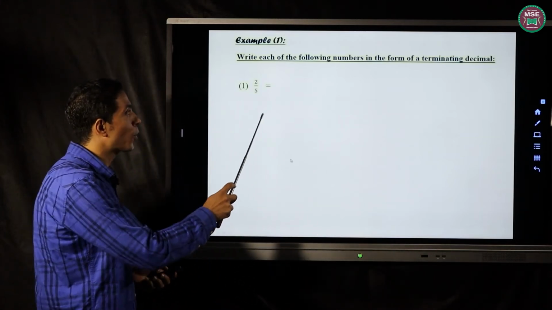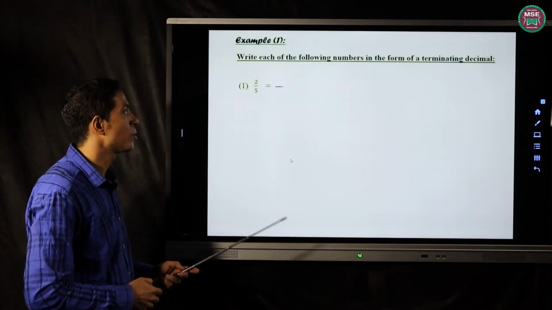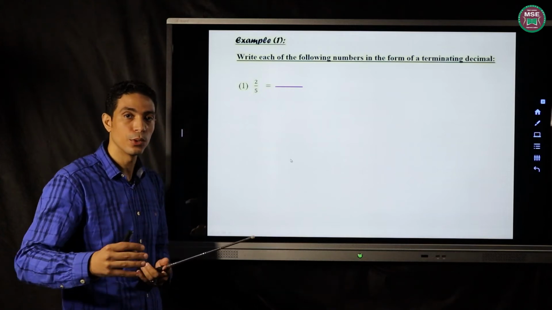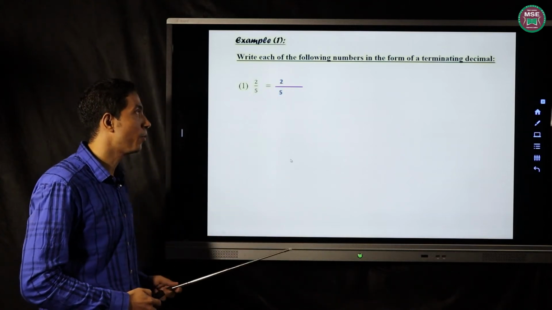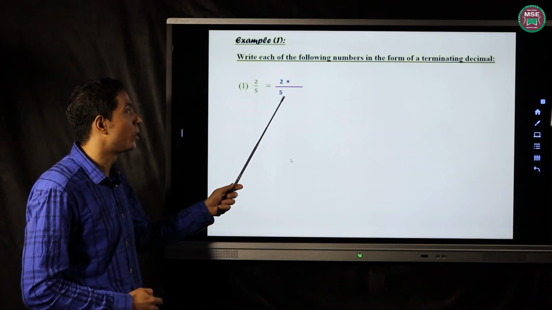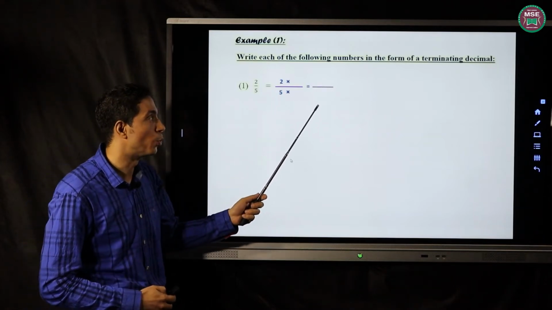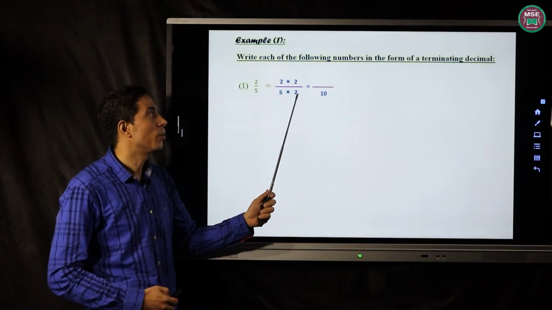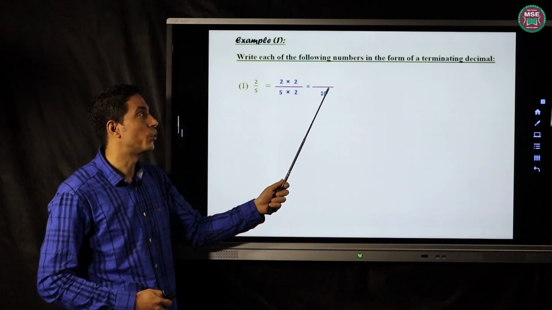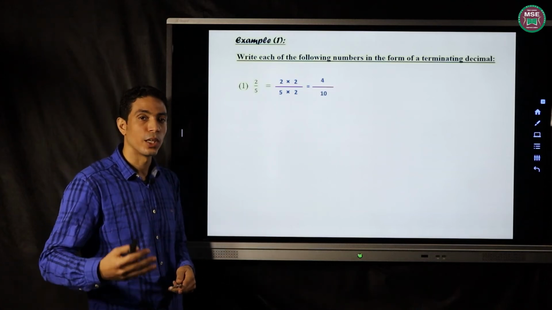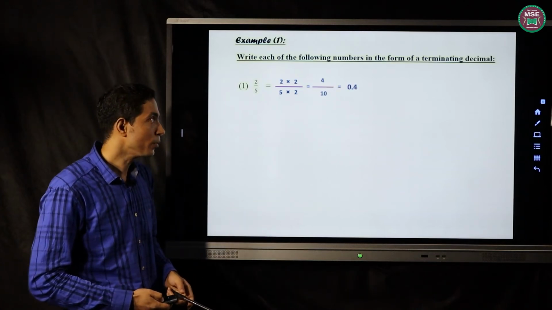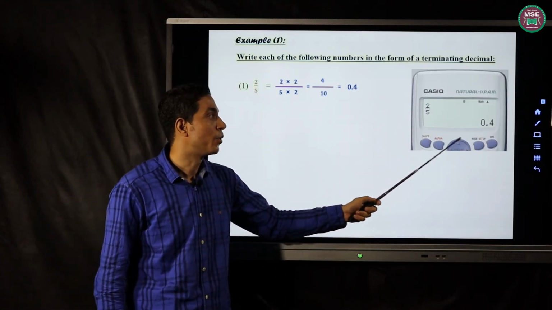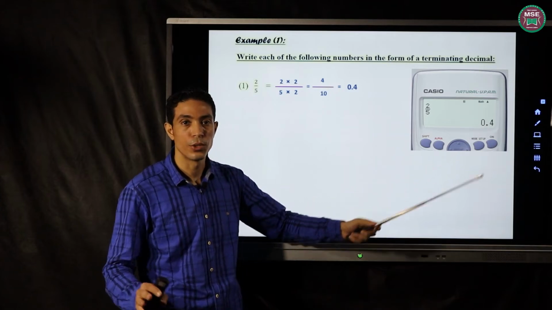2 over 5. To write these fractions with decimal points, the denominator must equal 10 or 100 or 1000 and so on. Then we write 2 over 5 and multiply the denominator and numerator by 2 to make the denominator equal 10. 5 multiplied by 2 equals 10. Then we also multiply the numerator by 2. 2 multiplied by 2 equals 4. 4 over 10 equals 0.4. And we can use a calculator, typing 2 over 5 and converting it to decimal, it will equal 0.4.